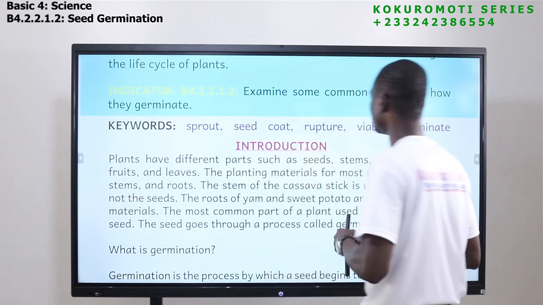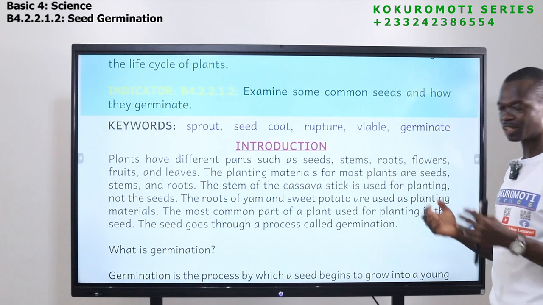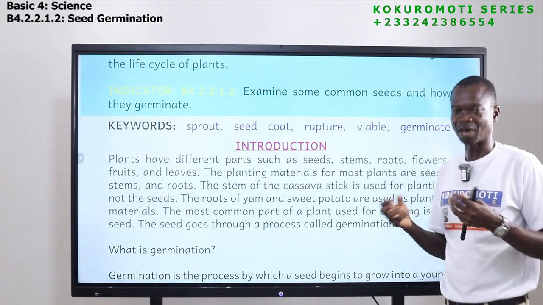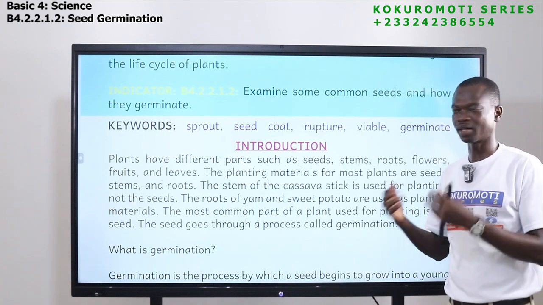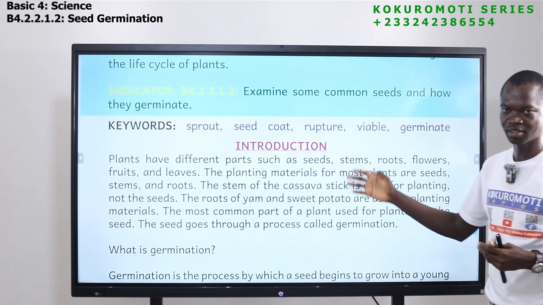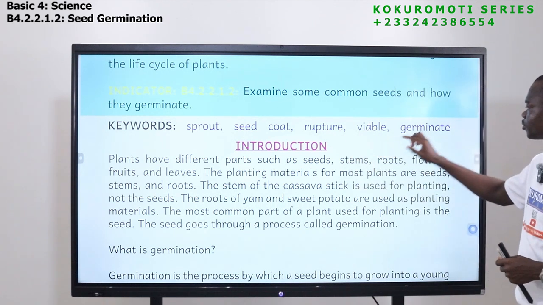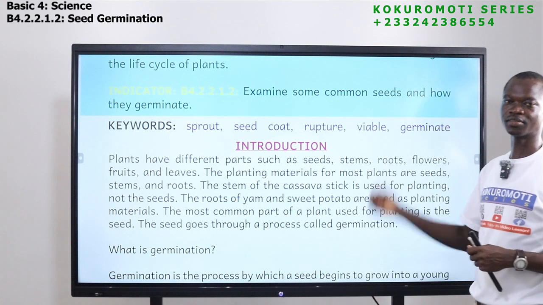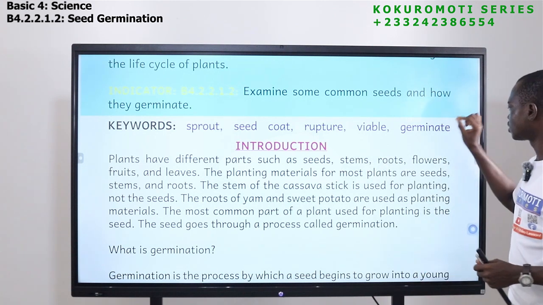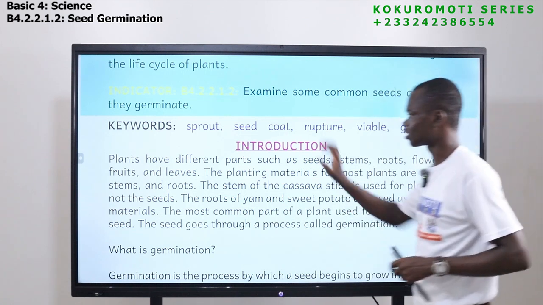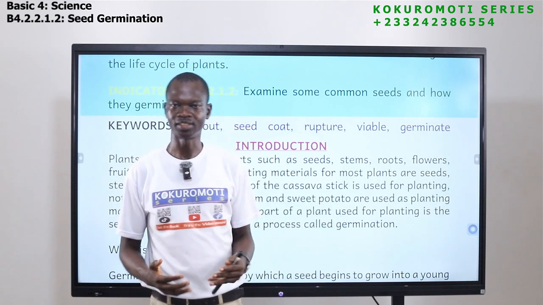To rupture means to break. You see, during germination, the seed absorbs or gets more water. It swells up, and when this breaks, we call it what? Rupture. Okay. The next one is viable. If something is viable, it means it is healthy. The next one is germinate. Germinate, I said, is the same as sprouts. And germinate means young plants coming out of a seed.